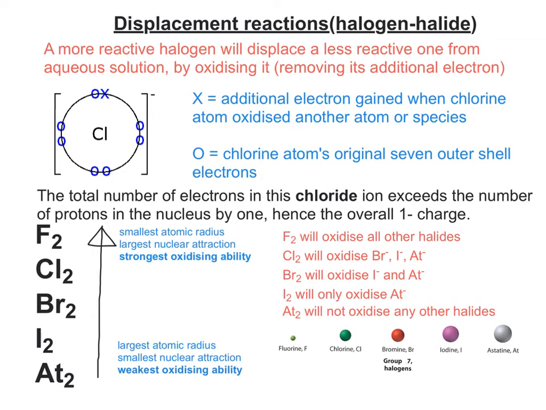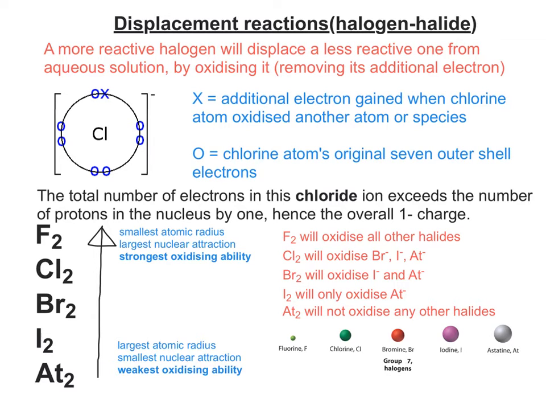In other words, the further down the group you go, the less the number of halides below your particular halogen will be oxidized. So fluorine will oxidize everything else. Chlorine will oxidize bromide, iodide and astatide. Bromine will oxidize iodide and astatide. Iodine will only oxidize astatide, and astatine will not oxidize any other halides.